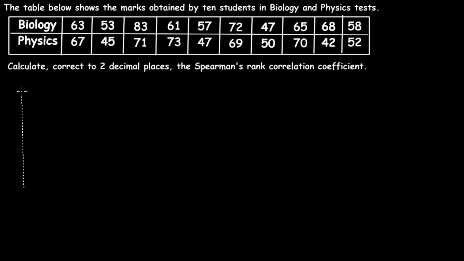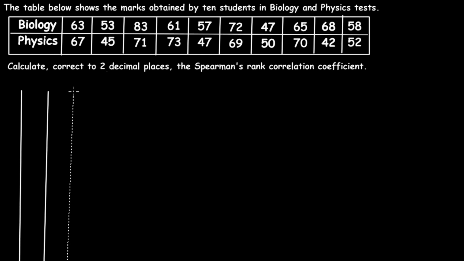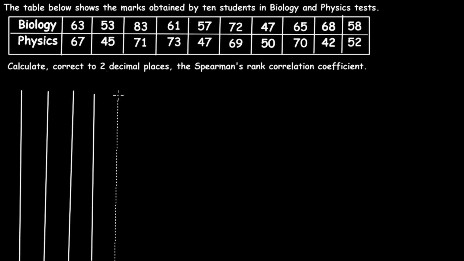So let's have the first column. That will be the column for biology. The second one will be the column for physics. The third one will be the rank for biology. The fourth one will be the rank for physics. The fifth one will be the deviation, the difference between the 2 ranks. And the last one will be the square of the deviation.